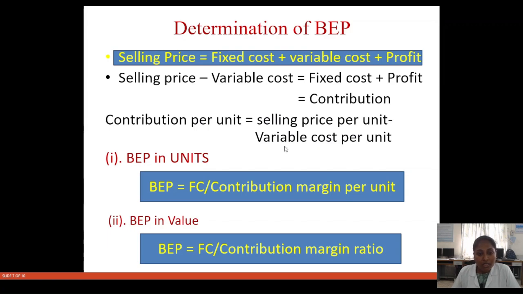These are the important formulas in formulating the break-even point, which will be helpful for the break-even analysis. And BEP in units is determined by dividing the fixed cost, FC, by the contribution margin per unit. And BEP, that is the break-even point in value, is determined by dividing the fixed cost by the contribution margin ratio.